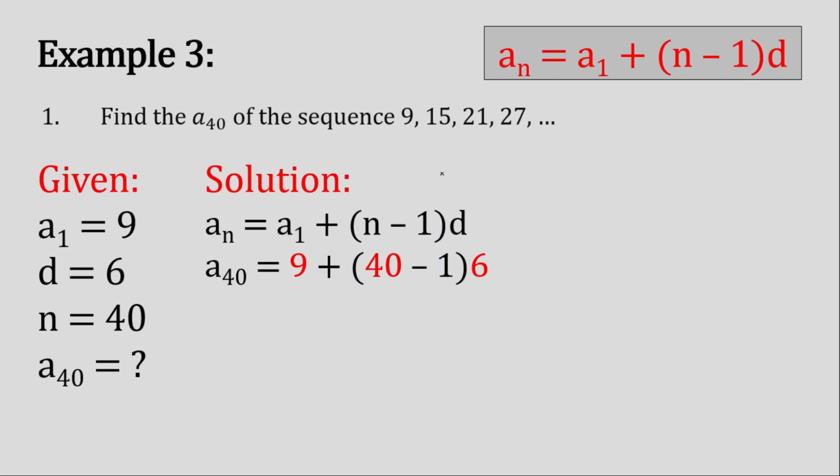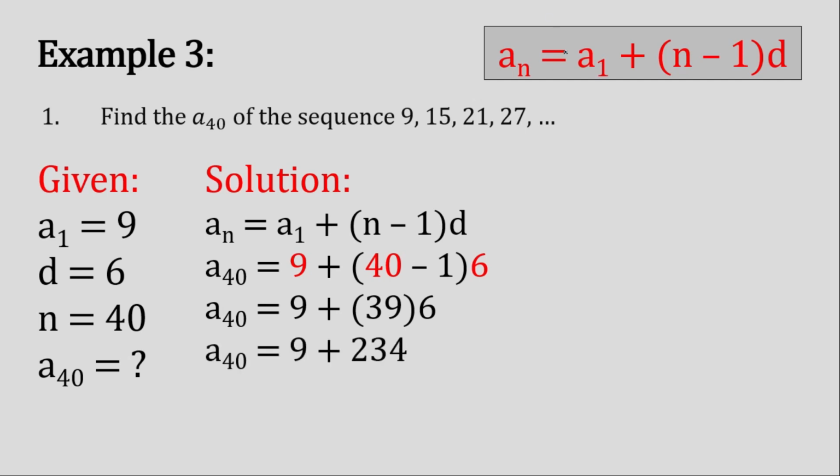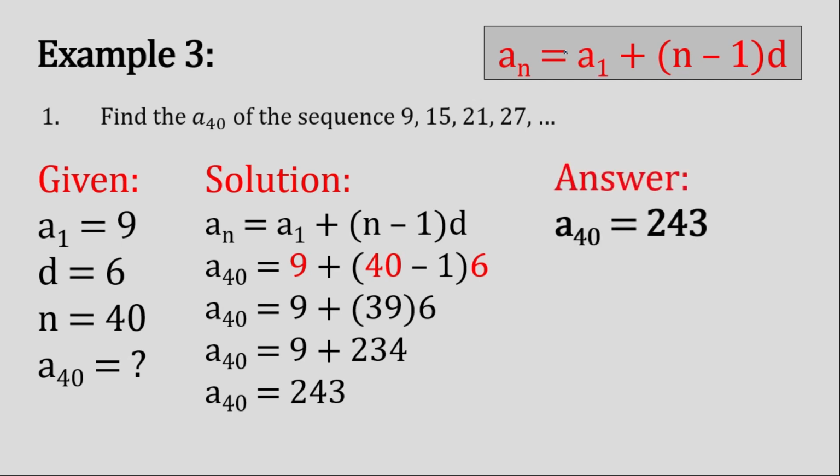After that, let's solve first what's inside the parentheses. So we have a sub 40 is equal to 9 plus 39 multiplied by 6. So let's multiply 39 by 6. So we have a sub 40 is equal to 9 plus 234. All we have to do is add 9 to 234. So a sub 40 is 243. So that is the answer for this question.